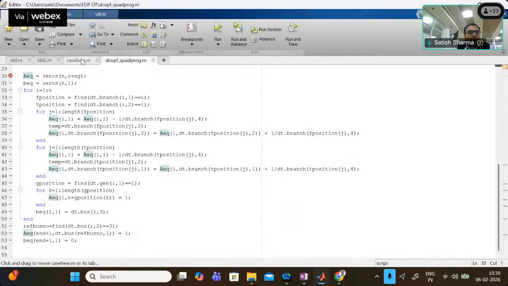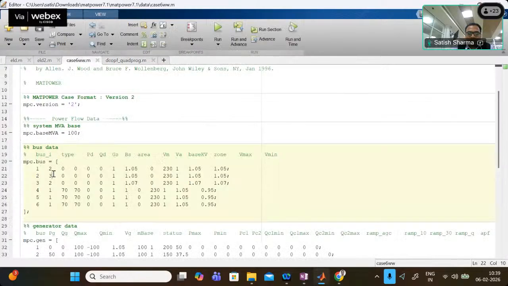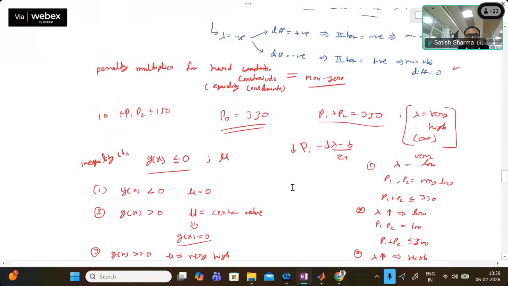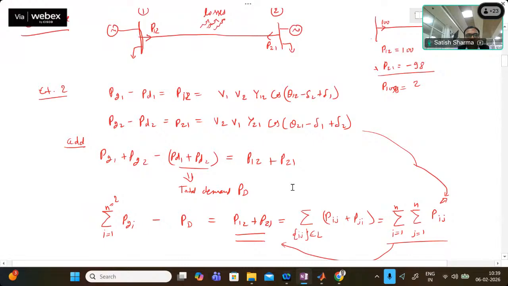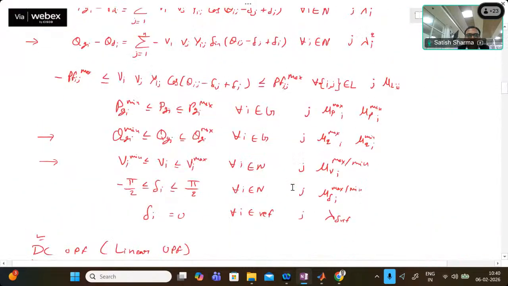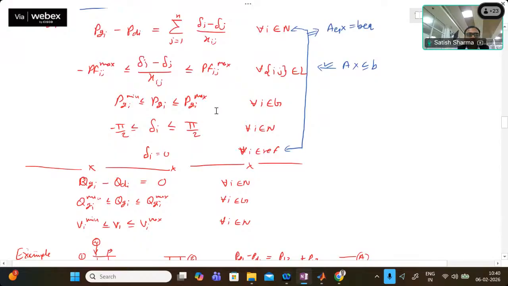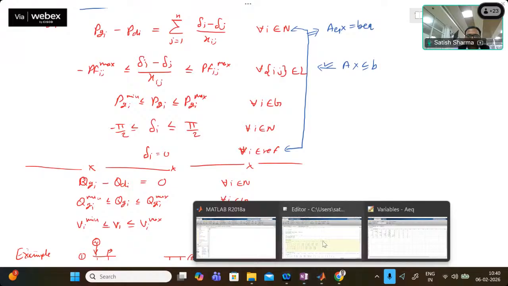And now let me change it again just to keep the same example. So we were able to build, like from the formulation, if I look at, we were able to build AEQ and BEQ as well. Okay, so these have been built. Now lower bound or upper bounds. So those are very easy.